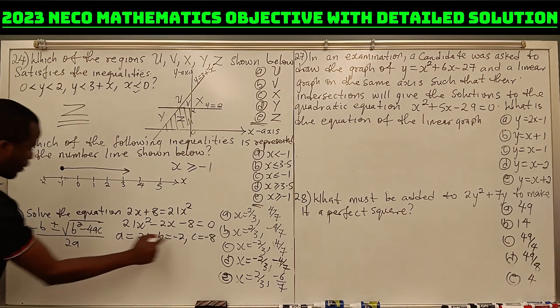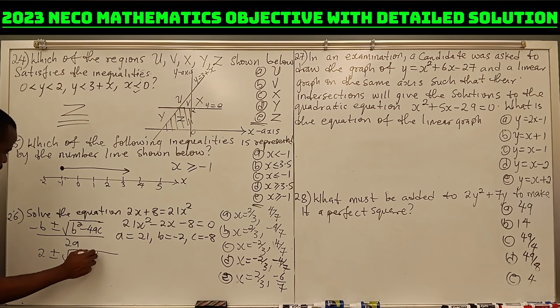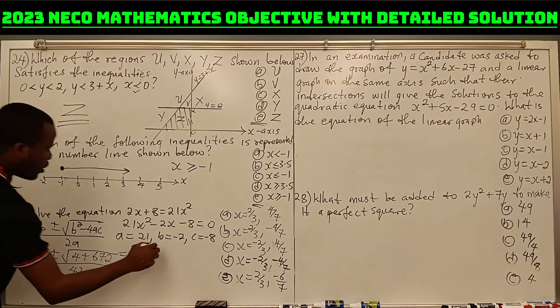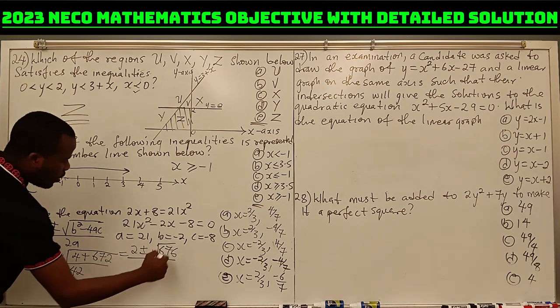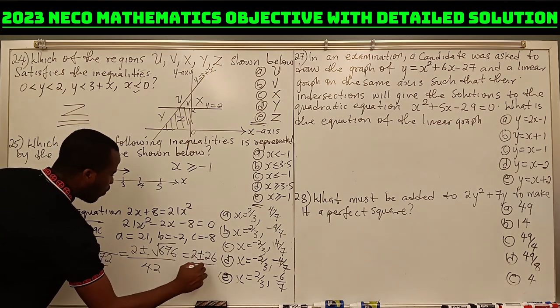So b is minus 2, minus minus is plus 2, so 2 plus or minus the square root of b squared, which is minus 2 squared, which is 4. A is 21, c is minus 8. Minus times minus is plus, so this is plus 4 times 21 times 8, which is 672, everything over 2 times 21, which is 42. So this is 2 plus or minus the square root of 4 plus 672, which is 676, over 42. The square root of 676 is 26, so this is 2 plus or minus 26 over 42.